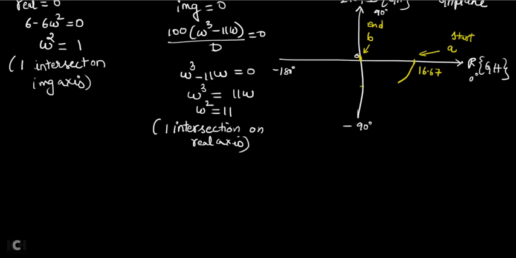And is there any intersection point on the real axis? Yes. On the real axis also you have one intersection point. Where is the real axis? This is your real axis. On this real axis I have to mark one intersection point somewhere, wherever you can mark. There is no rule that you have to mark there only. So I am going to mark it here.